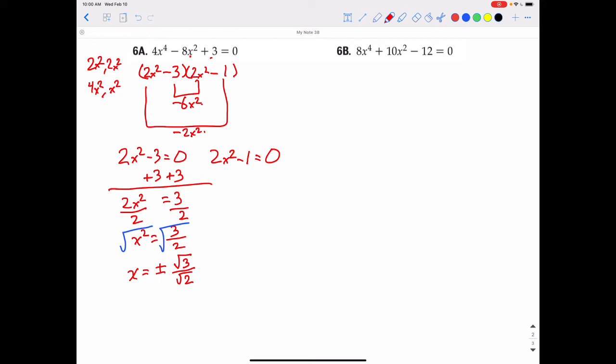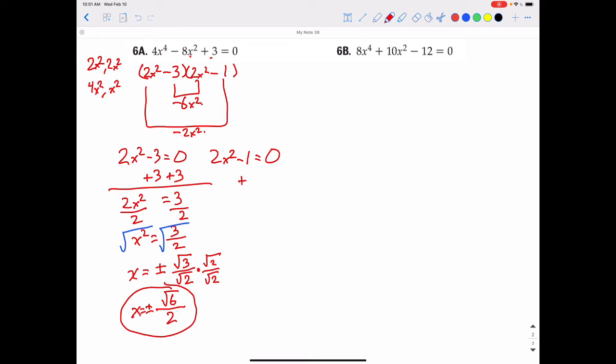I can't leave a square root on the bottom of the fraction, so I need to rationalize the denominator by taking it times the square root of 2 over the square root of 2. And that would give me the square root of 6, because 3 times 2 is 6, over just 2. It's not the square root of 2, because the square root of 2 times the square root of 2 is the square root of 4, and the square root of 4 is just 2. So the first half of our answers are plus or minus square root of 6 over 2.